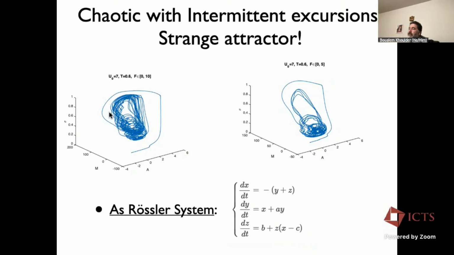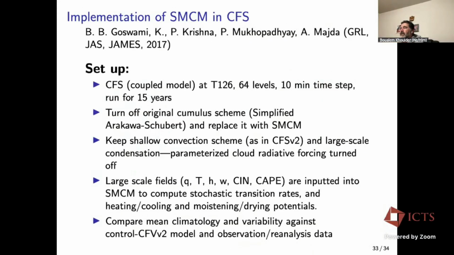So this is kind of what happens for convection, so it cannot be quasi-equilibrium. You get all these kinds of excursions, very slow, and then it goes fast.